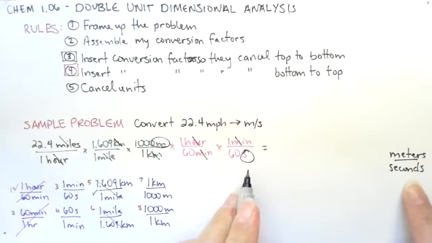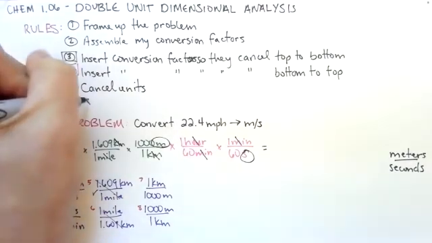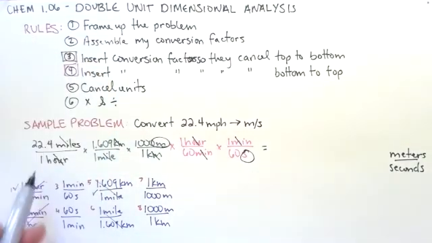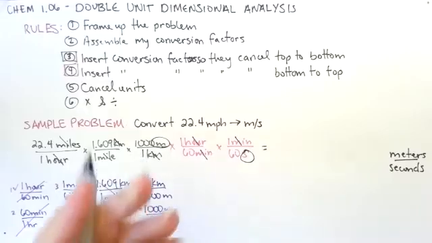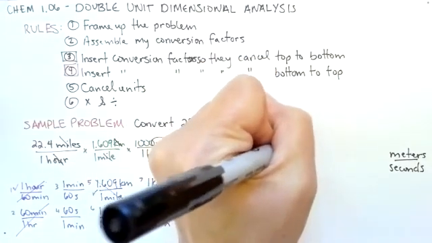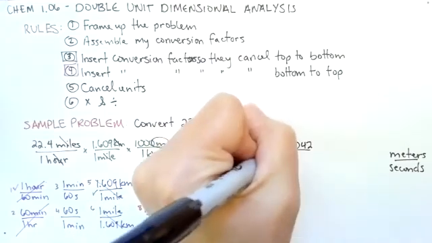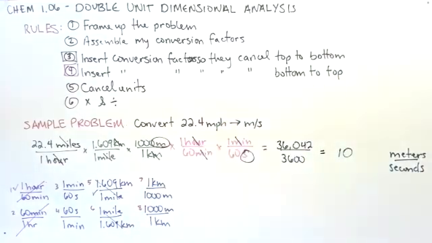When I multiply across the top, step 6, multiply and divide. 22.4 times 1.609 times 1,000 is going to give me 36,042. And on the bottom, I get 3,600. And when I solve for this and round, I end up with 10 meters per second.